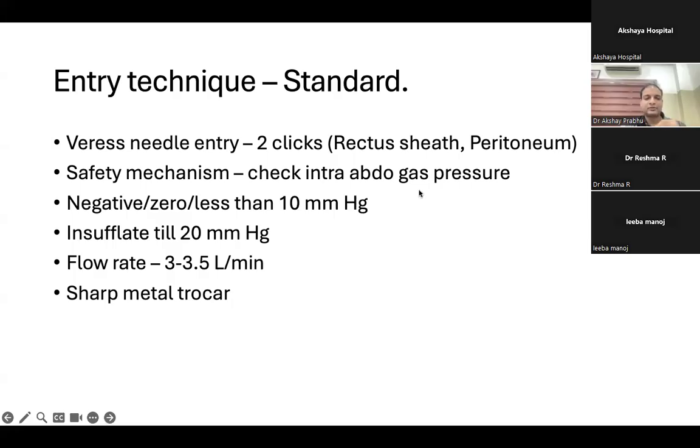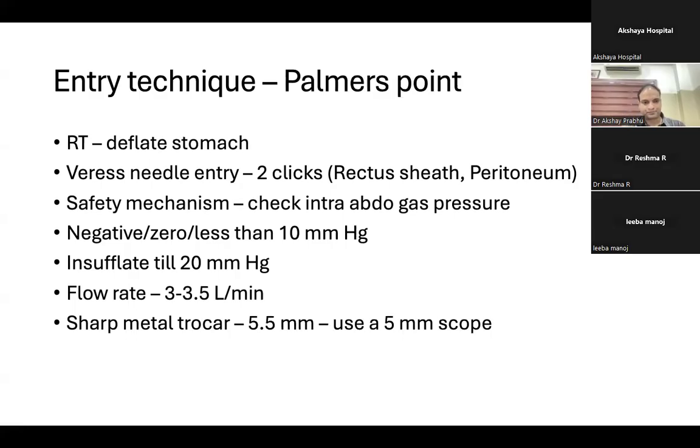Okay, thank you. So I always use a sharp metal trocar, because with a blunt trocar, sometimes there is too much tunneling. An optical trocar is something where you enter the layers under vision. For that, you ideally require a 0-degree scope where you can perpendicularly see what you are entering. I have used all these techniques, but I have abandoned them. Standard is Veress followed by sharp metal trocar.